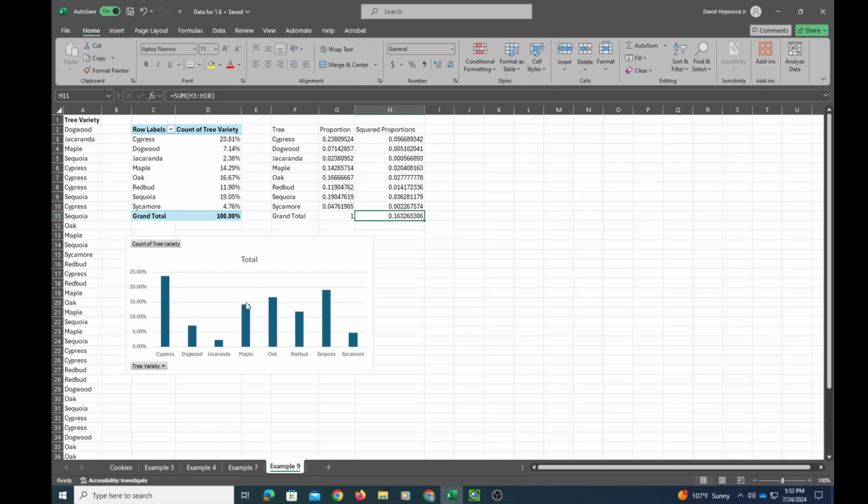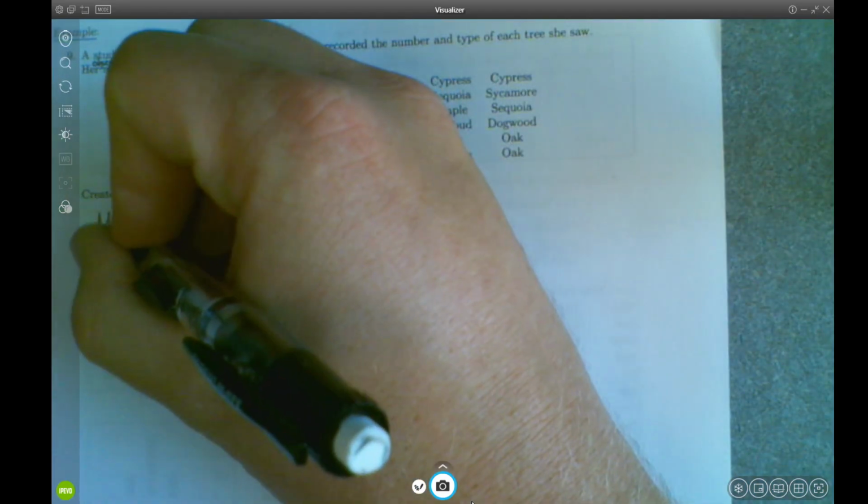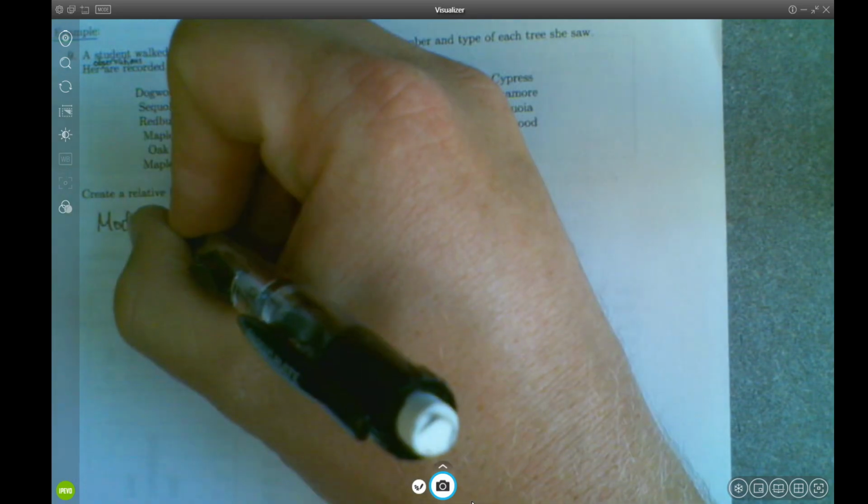Let's maybe write down what we've done so far. We know that the mode is cypress trees. We got the relative frequency bar chart here. And we know that the sum of our squared proportions is about 0.163. So the mode was cypress.